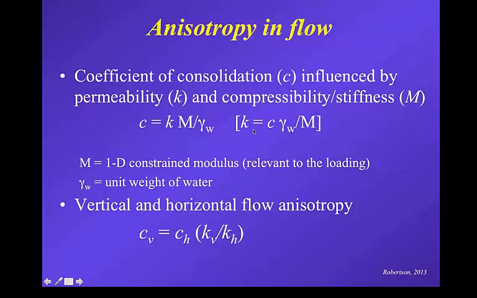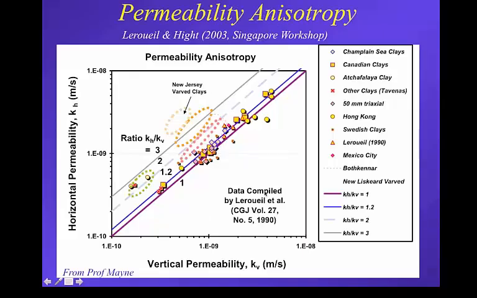So anisotropy of flow: the coefficient of consolidation is influenced by permeability and the compressibility, or stiffness, of the soil, represented here by the one-dimensional constrained modulus M. The coefficient of consolidation is actually the permeability times the stiffness divided by the unit weight of water.